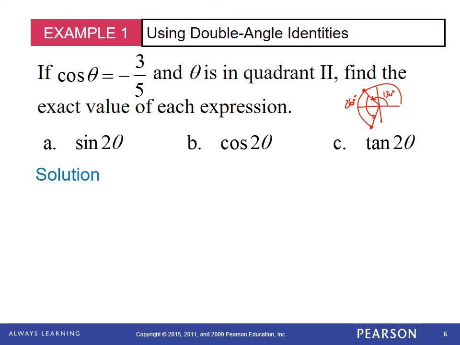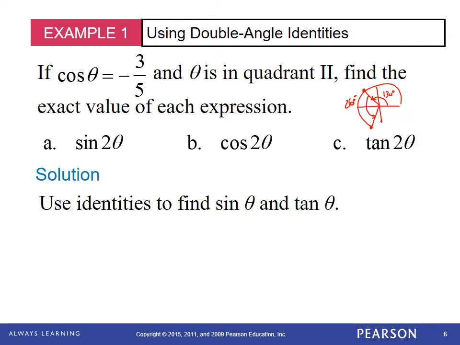Okay, so what should we do? We are going to find the sine and tangent of that angle. Why do we need it? Because we need it for these formulas here. Remember, this one has a sine and cosine in it. This one we can probably use the cosine value of it, but tangent, we do need the tangent of that angle itself to give us the tangent of the doubling of that angle.